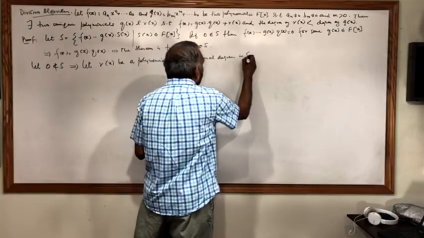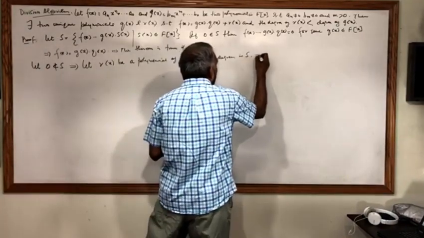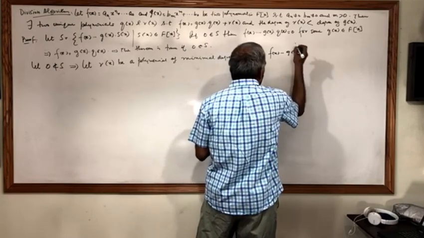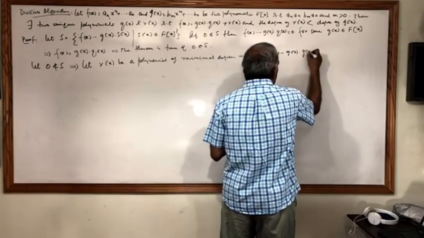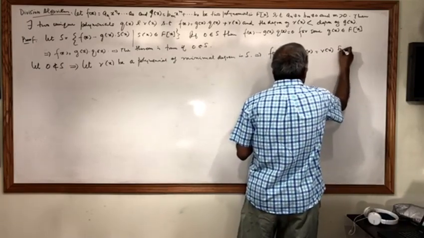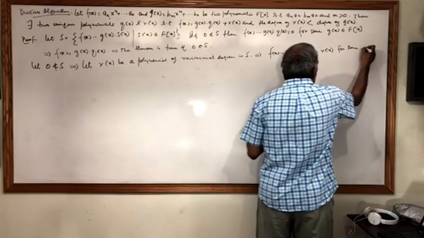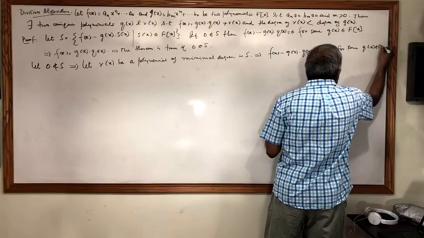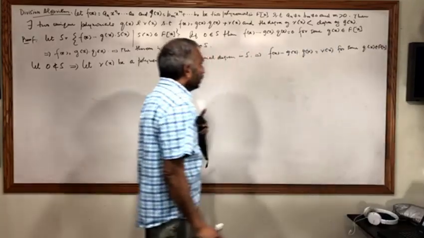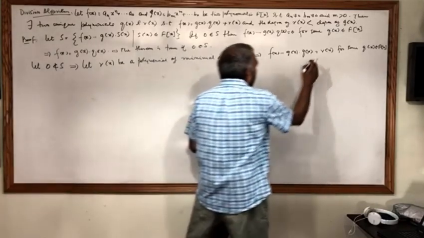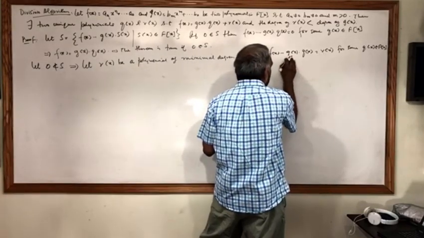So what does that mean? And that implies f of x minus g of x times q of x is equal to r of x for some q of x in F of x. We are almost there, but we need to show that the degree of r of x is strictly less than the degree of g of x.